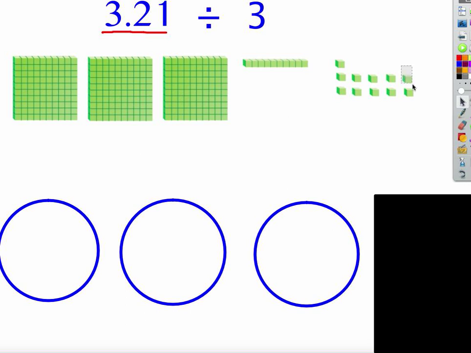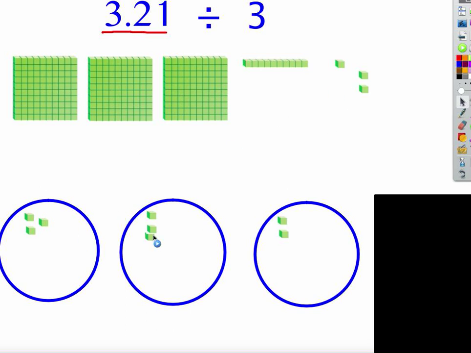So now what I can do is start divvying them up. So I'm going to put 2 in here. I'm going to put 2 in here. I'm going to put 2 in here. 2 in here. But I can't do that because I don't have enough for all of them. So it looks like I can put 1 in each one.